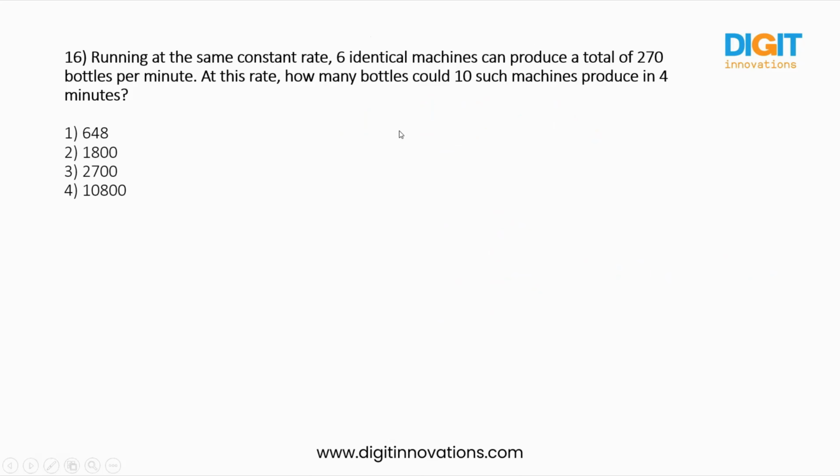Running at the same constant rate, six identical machines can produce a total of 270 bottles per minute. At this rate, how many bottles could 10 such machines produce in 4 minutes? So they are telling us there are six identical machines. They can produce 270 bottles in a minute. And at the same rate, how many bottles can 10 machines produce in 4 minutes?